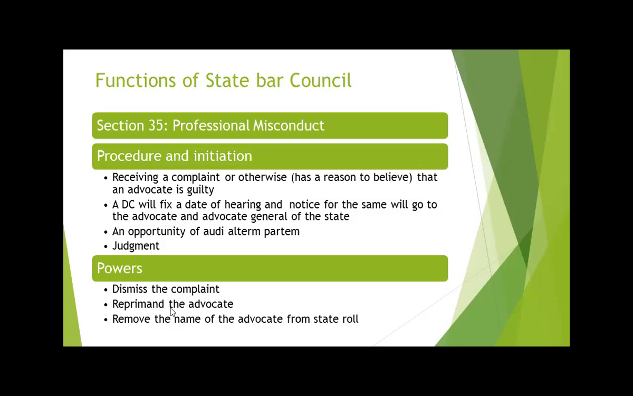So that's called reprimand. The third one is even suspend the advocate from practice for such a period as it may deem fit. This is reprimand. Remove the name of the advocate from state roll. That is a heinous punishment, that they can also remove the name of the advocate from the state roll. The one of the rights which an advocate has, that right to practice, can be seized by this particular punishment.